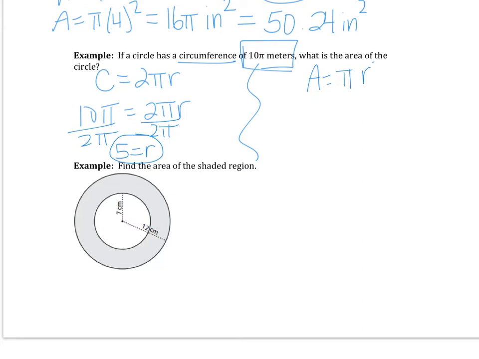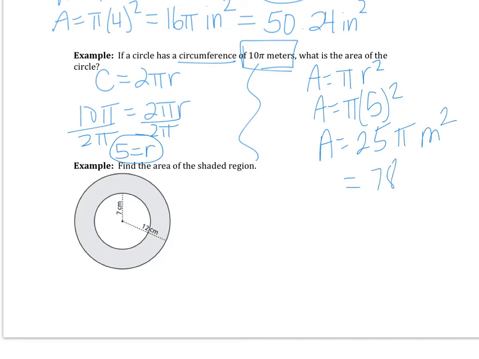That's going to then help me with my area formula. Area equals pi times radius squared. Area equals pi times 5 squared. My exact answer is 25 pi meters squared, or my approximate answer is 78.5 meters squared.